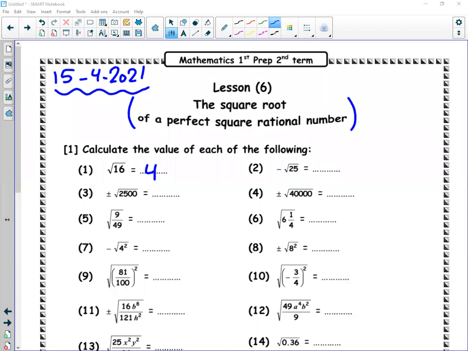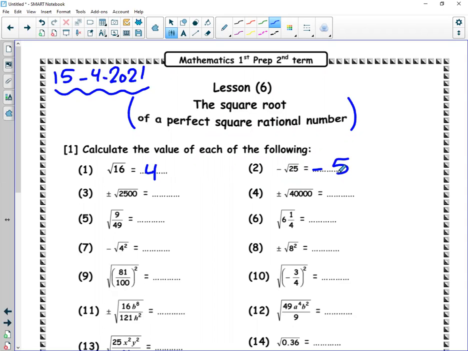Okay, the second question, negative root 25. What is the number times itself equal to 25? The answer will be negative, and 5 times 5 equals 25. So the answer will be negative 5.